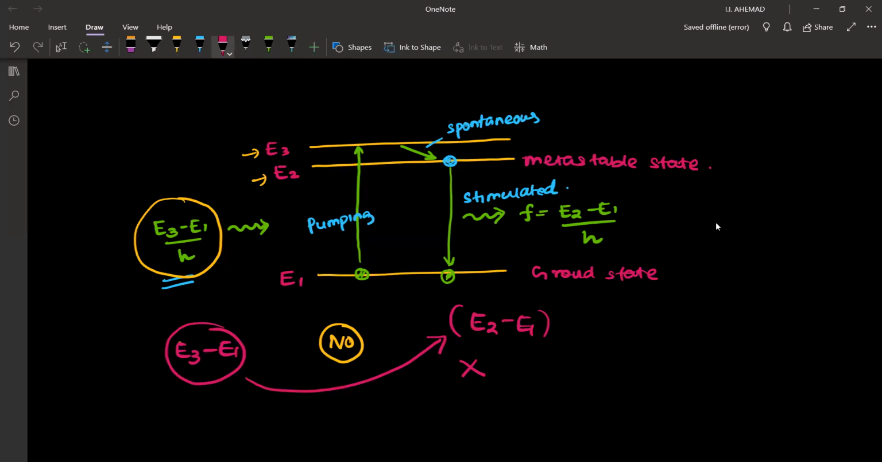So in the note, we mentioned that if the energy of the emitted photon and the stimulating photon is equal, then only it will undergo stimulation. So here, it doesn't undergo stimulation.